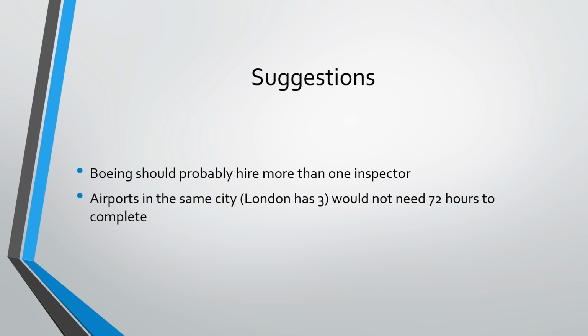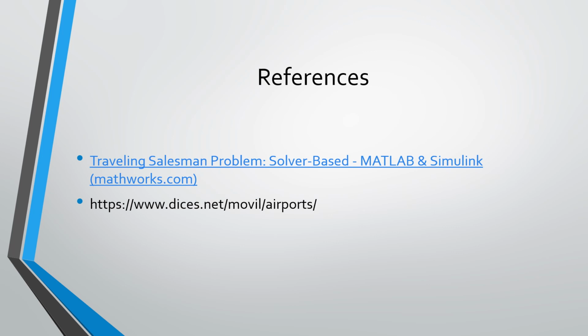Another thing is airports in the same city. London, for example, has 3 airports that could support this jet. They might not need a full 72 hours, unsure, but that's something that maybe, if the inspector is trying to cut a few more days from the trip, could be considered. My references here are the traveling salesman problem, and below is the airports' latitude and longitude site.